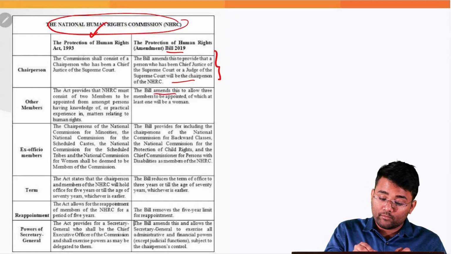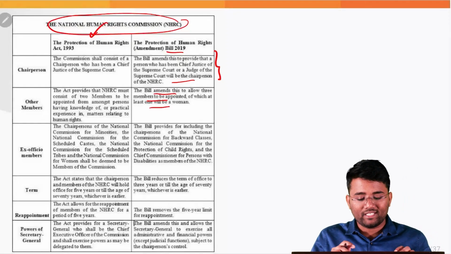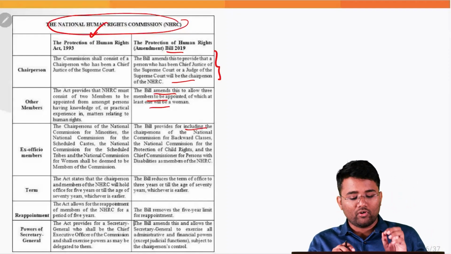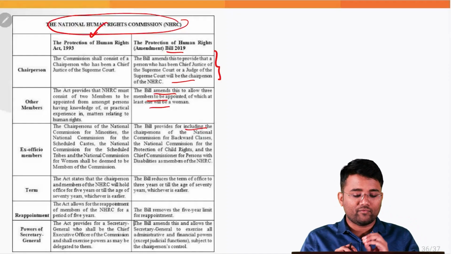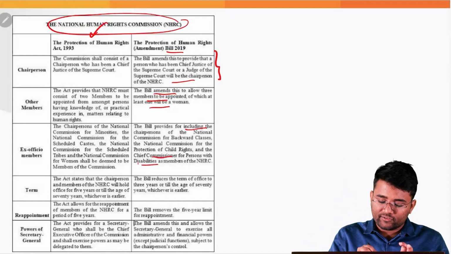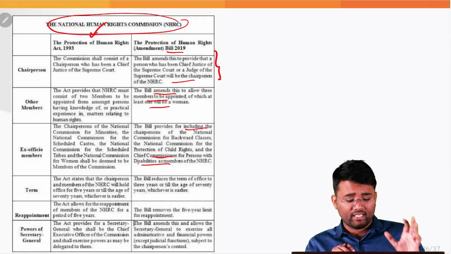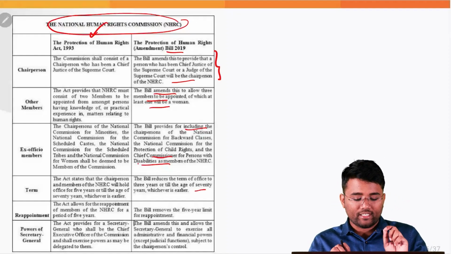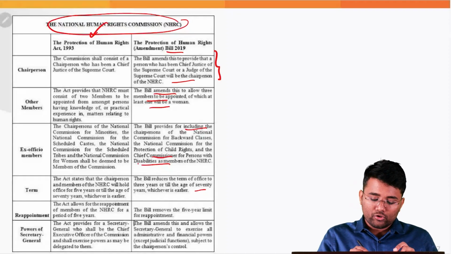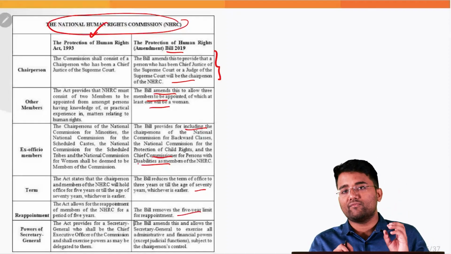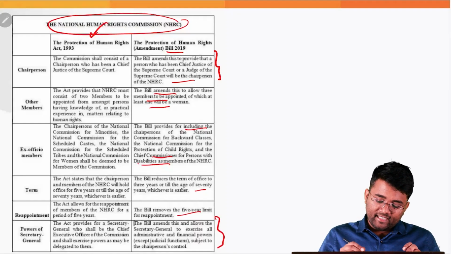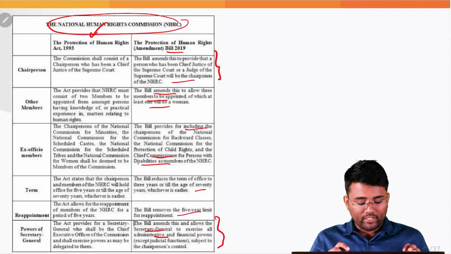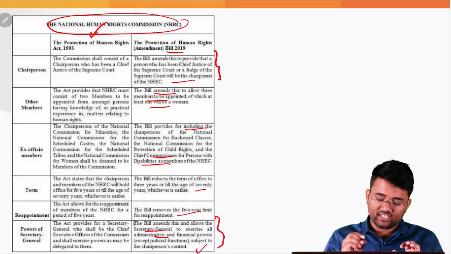Also, the bill amends that 3 members are to be appointed, of which at least 1 will be a woman, in the NHRC. It also says that the chairpersons of the National Commission for Backward Classes, National Commission for Protection of Child Rights, and Chief Commissioners for Persons with Disabilities are members of this NHRC. After this amendment, the term of office is limited to 3 years or till the age of 70 years, whichever is earlier. The recent amendment has also removed the 5-year limit for reappointment. It has also allowed the Secretary General of the NHRC to exercise all administrative and financial powers except the judicial functions, subject to the chairperson's control.